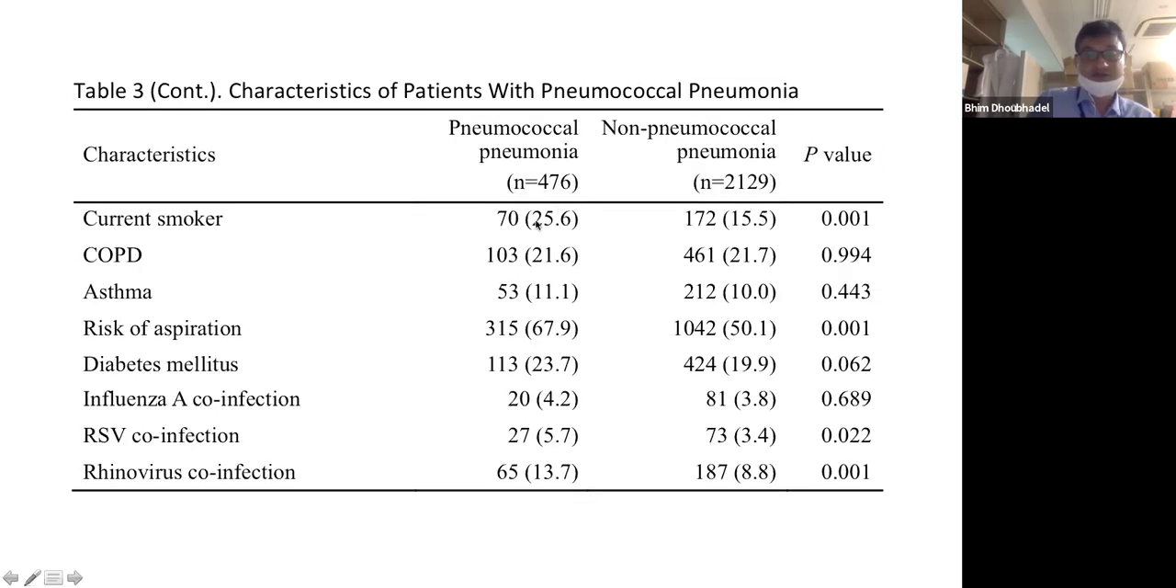Other clinical characteristics: smokers tend to have pneumococcal pneumonia more. And if you see the risk of aspiration and diabetes mellitus, not much different. And here RSV co-infections and rhinovirus co-infections seem to be associated with pneumococcal pneumonia.